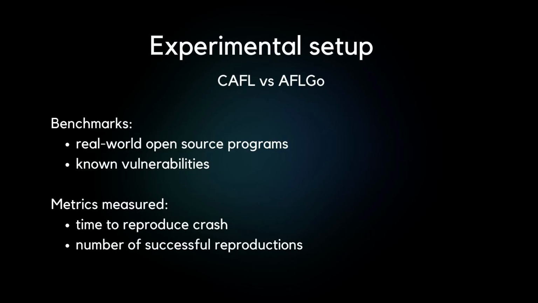The authors measured two main metrics. The first metric was the time to reproduce the crash, which measures how long it takes for the fuzzer to generate an input that triggers the vulnerability. The second metric was the success rate, which measures how often the fuzzer successfully reproduces the crash during repeated runs. By comparing these metrics across multiple programs, the authors were able to determine whether their approach improved crash reproduction performance.